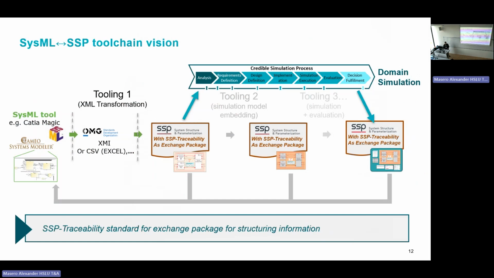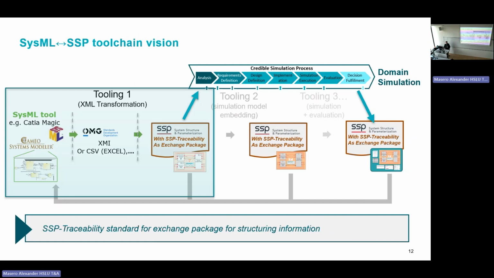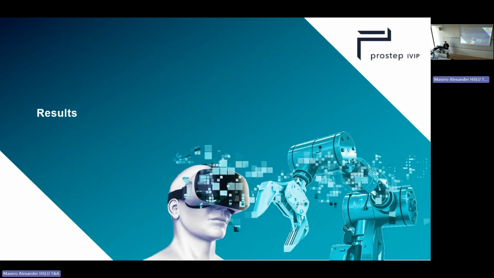This is another view of the topic. Part of the credible simulation process framework, whatever you would like to call it, is the credible simulation process. And obviously, we want to support the credible simulation process with the SSP traceability package. As pointed out, simulation is very much codependent with the system architecture and MBSE. So what we would like to do is establish this link between MBSE and simulation based on standards. So what are our results?